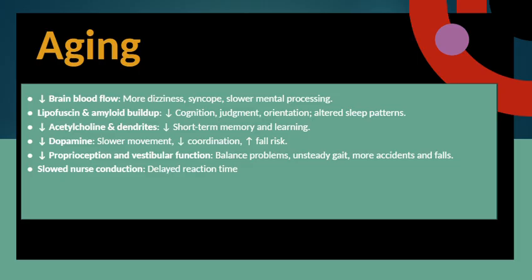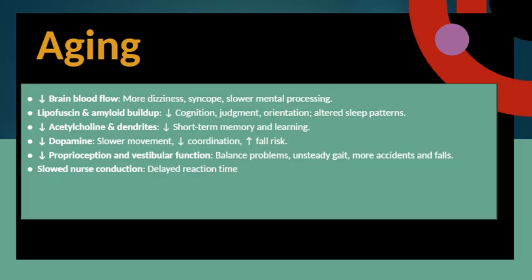A decrease in dopamine is another important age-related change. Dopamine supports smooth, coordinated movement. As dopamine levels decline, motor function weakens. Movements may become slower, balance may be impaired, and the risk of falls increases dramatically. This is not the same as Parkinson's disease, but it reflects the normal neurologic aging process.